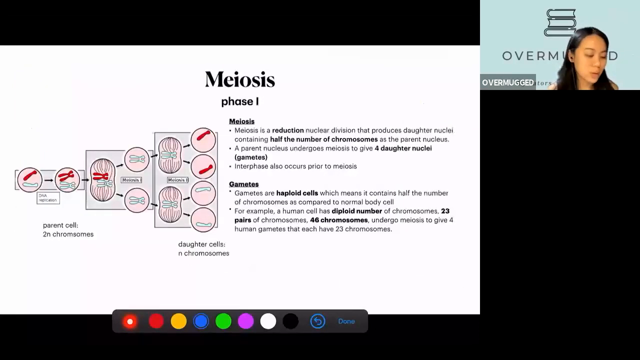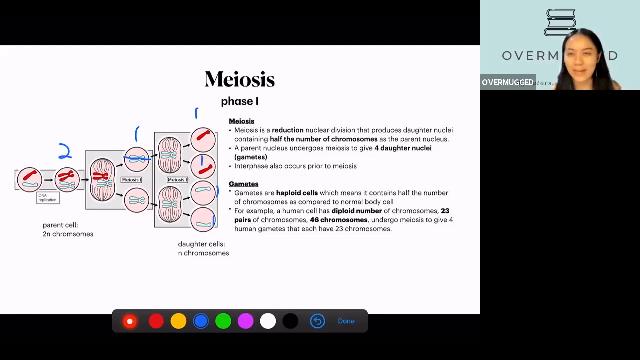But meiosis, let's say it starts with two chromosomes, right? Here, you can see it starts with two chromosomes. It will split like that. It will split in half. So by meiosis one, it is only left with one chromosome. Then what meiosis two is doing is splitting this up. So it becomes one chromosome, one chromosome, one chromosome, one chromosome.